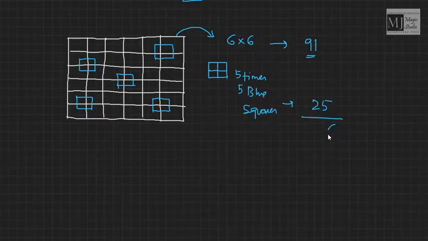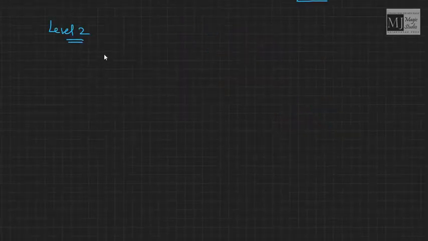4. 5 plus 1 is 6. 9 plus 2 is 11. Bingo. Yes, this time all of you are correct. Now create your own diagrams and try to count it. Okay, let's increase our level.